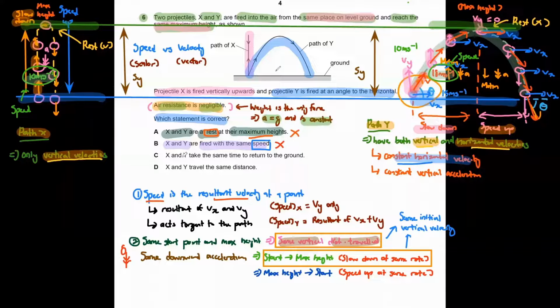For C, X and Y take the same time to return to the ground. Earlier, it was mentioned that both projectiles would travel the same vertical distance and that they will slow down at the same rate when going up and speed up at the same rate when going down. There's one conclusion that you can actually draw from here. That one being that time taken to move up and down for both projectiles are the same.